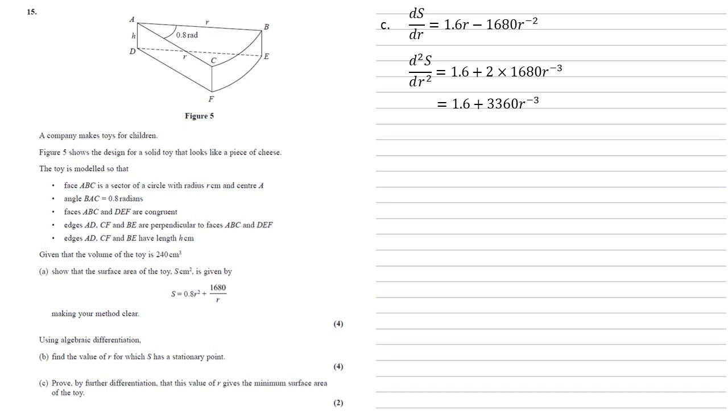Now to prove that our r gives a minimum surface area, we're going to substitute that into this. So our r that we calculated in B is 10.16. Substituting that into our d2s by dr squared, we're going to get an answer of 4.8. Now to work out whether it's a minimum or a maximum, we compare this to 0. 4.8 is larger than 0. This means that it must be a minimum value of s.